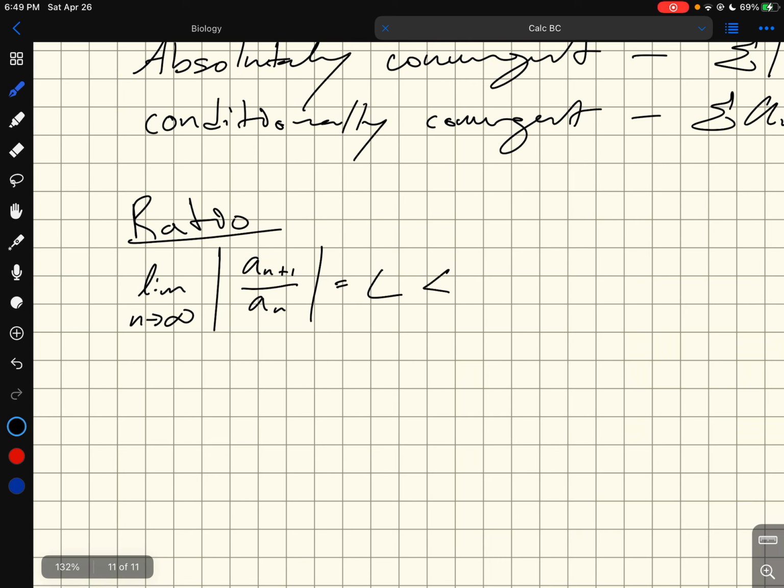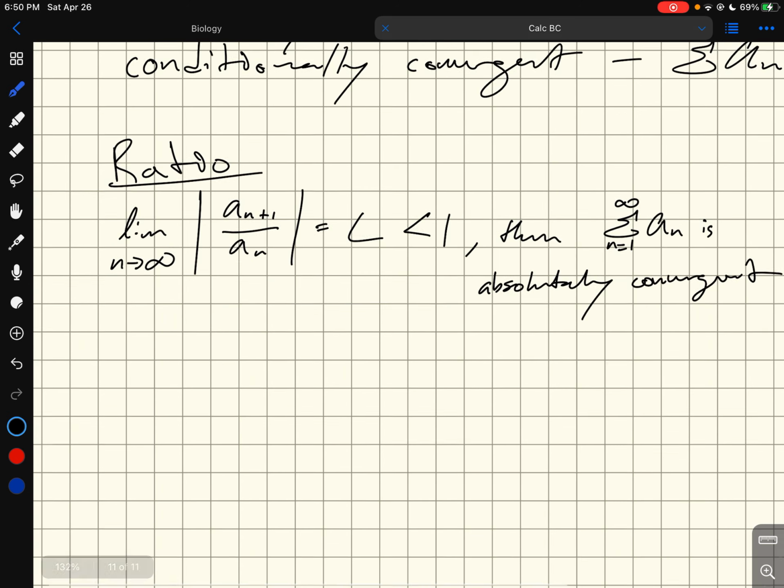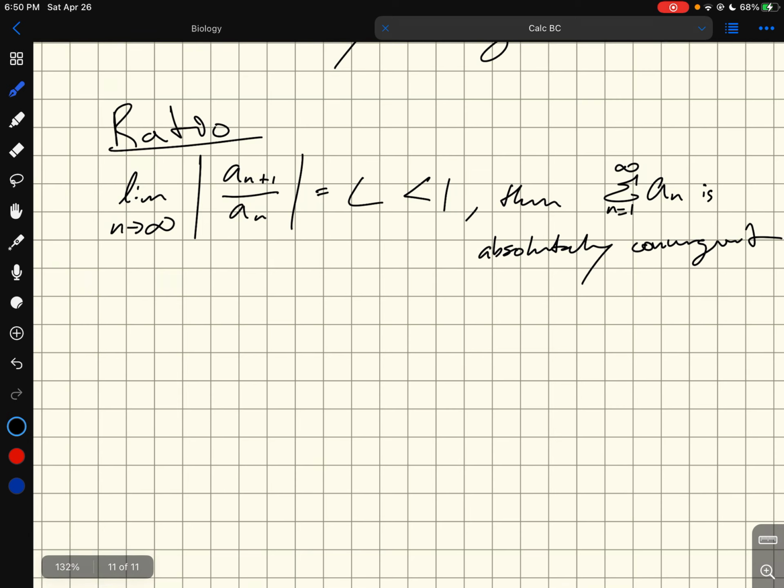If this number is less than 1, then you know the series of whatever it was is absolutely convergent. And if it's absolutely convergent, then you know it is convergent. On the flip side, if L is greater than 1, or it equals infinity, then the series is divergent.